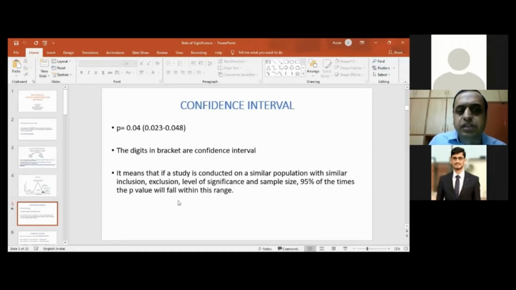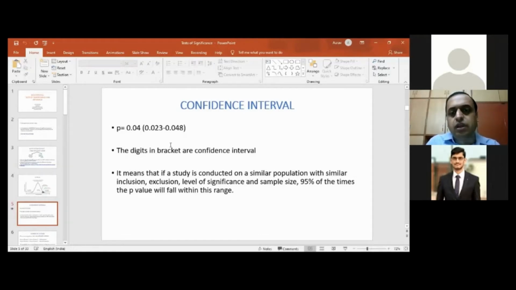It just means that if this sort of a study which is under consideration is conducted on a similar population with similar inclusion exclusion criteria, with almost similar level of significance and almost similar sample size, 95% of the times the p-value will fall within this range. This is what is called the confidence interval. So confidence interval just gives a range of p-values.